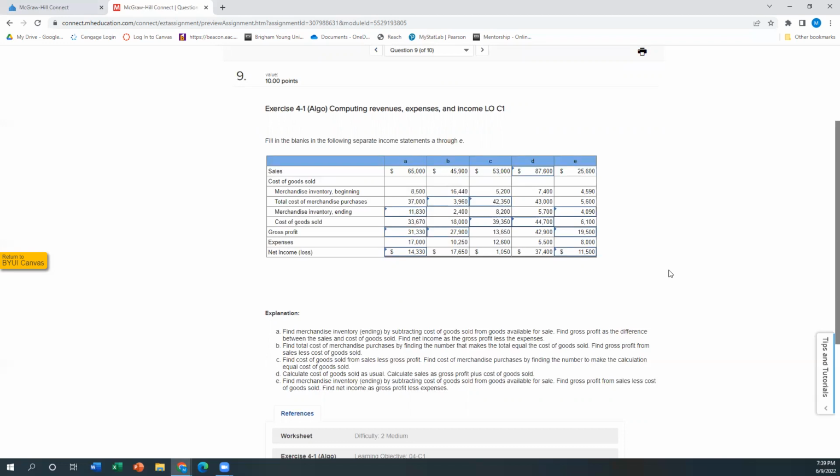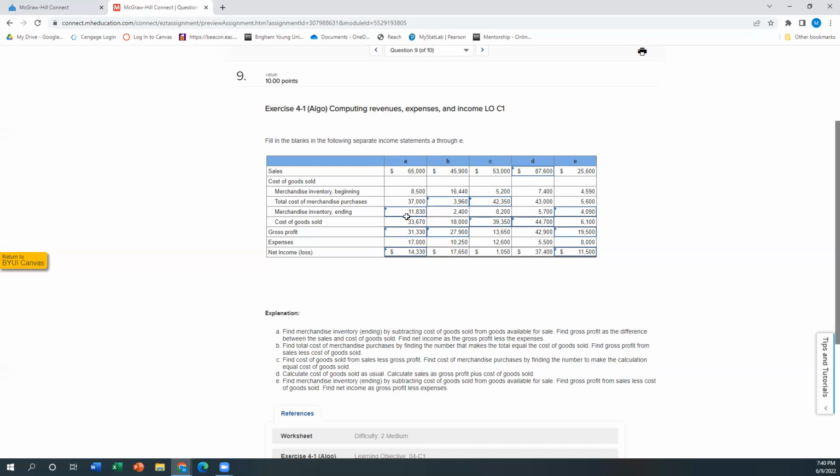Well, we'll just go through it. So here's what I have to know. First, sales minus cost of goods sold gives me gross profit. So there's our first formula, if you will. And then gross profit minus expenses gives us net income. And then cost of goods sold can be figured out by our beginning inventory plus our merchandise purchases minus our ending inventory gives us cost of goods sold.